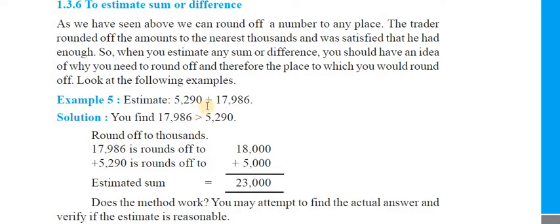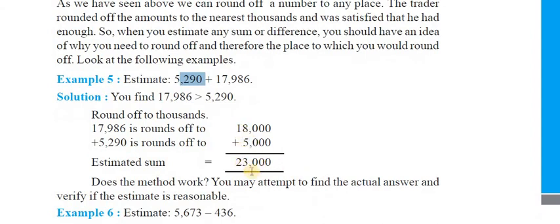So 5,290 plus 17,986. Solution: you find 17,986 is greater than 5,290. So what you should do, you should round off to thousands. So 17,986 will be rounded off to 1000, that is 18,000, because 986 is greater than 500. If it is greater than 500, we'll add 1 to the thousands place. So that is the reason it will become 18,000. Whereas 5,290, the hundreds, tens, ones place is 290, it is less than 500. So that is the reason we'll write the exact number. So the answer is 18 plus 5 is 23,000.